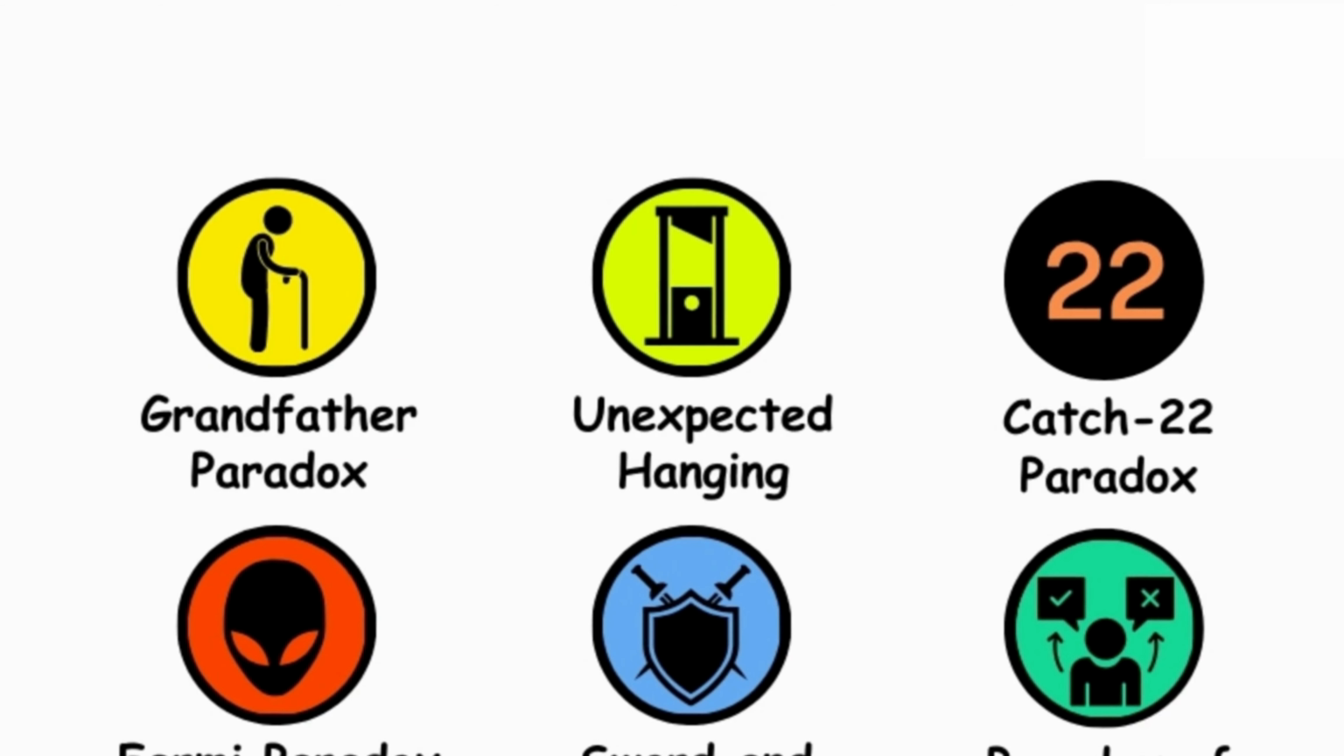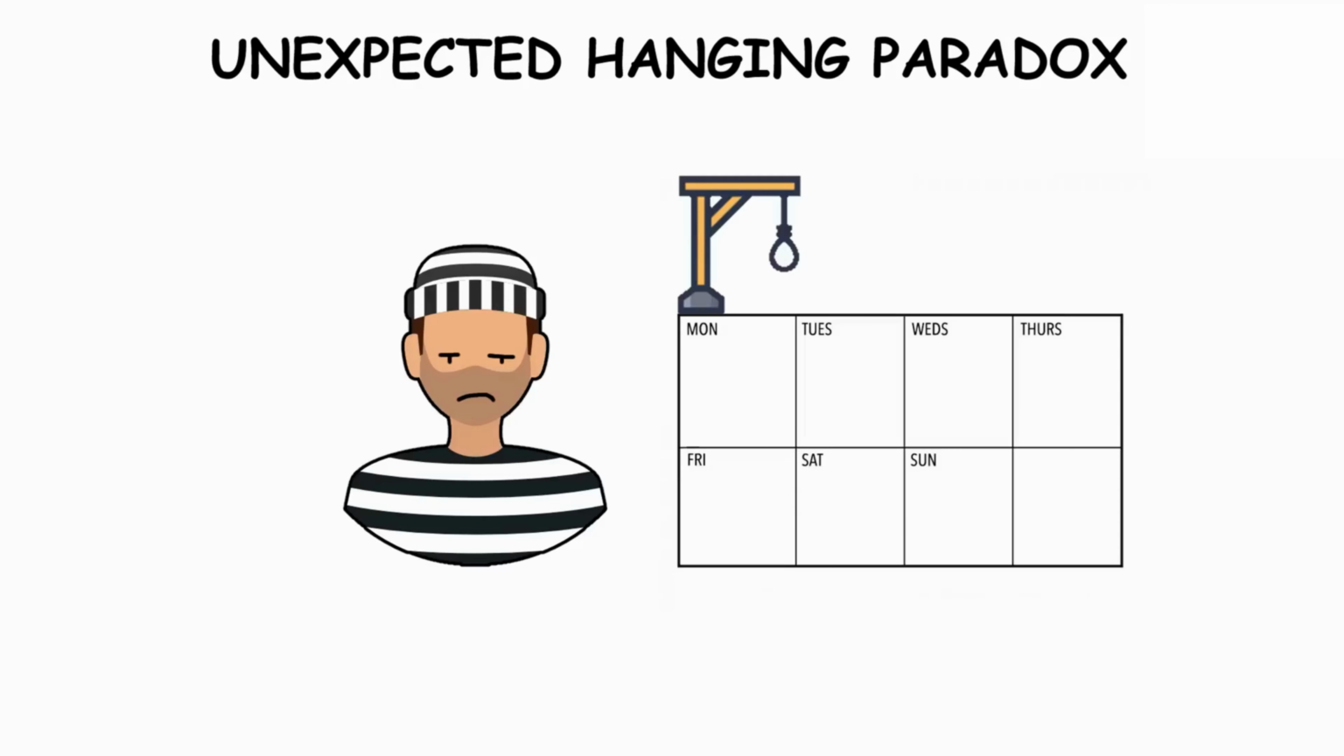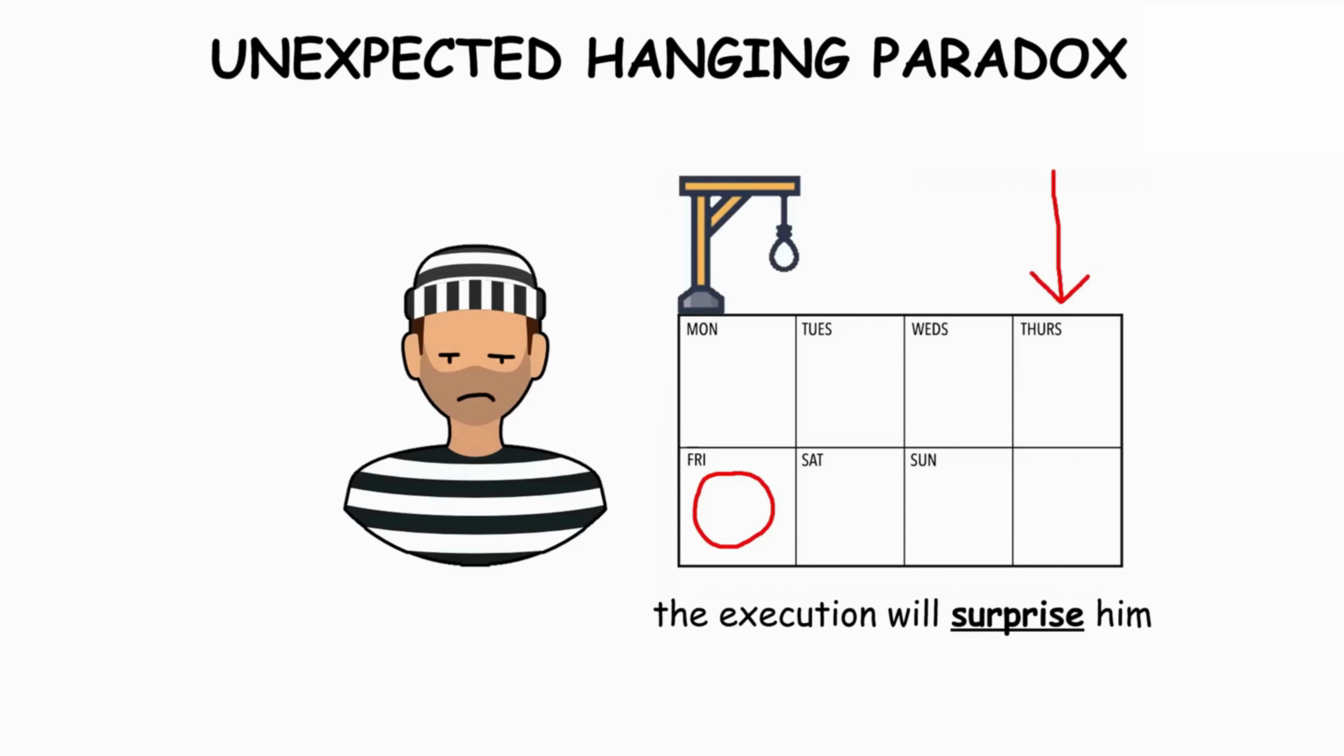Unexpected hanging paradox. A condemned prisoner is told he'll be hanged on a weekday next week, but the execution will surprise him. As the week progresses, he reasons that Friday is the latest possible day for the hanging, since it would still be a surprise on Thursday. But if it hasn't happened by Thursday night, Friday is no longer a surprise. He concludes it must occur on Thursday, yet that would also be expected.